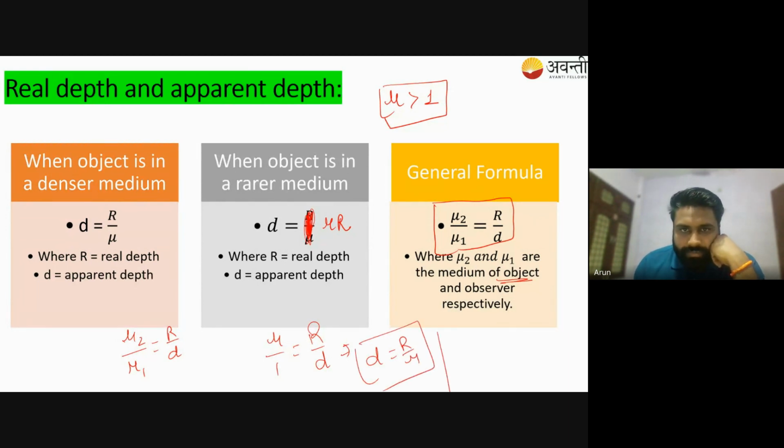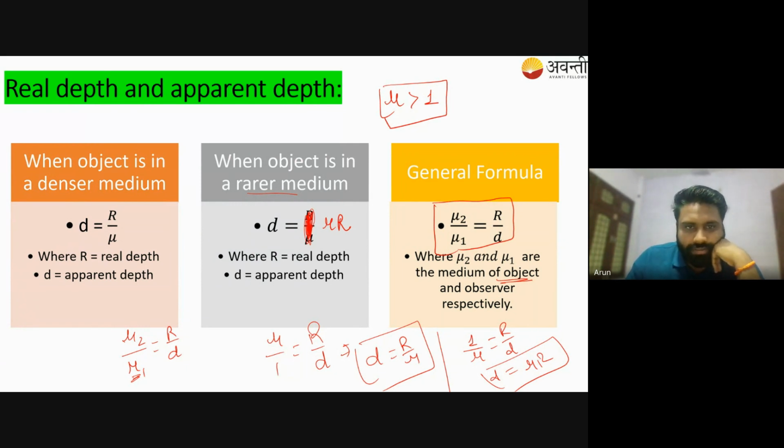And if the object is in a rare medium, then mu is going to 1. Rare means air, मान लिया, ठीक है. We have considered the rare medium as air. So the mu value is 1, and for the observer in a medium of mu, it is R by D. So D is nothing but mu R. Look how simple this is. I hope you got this. If you have any kind of doubt, you can just write in the chat box.